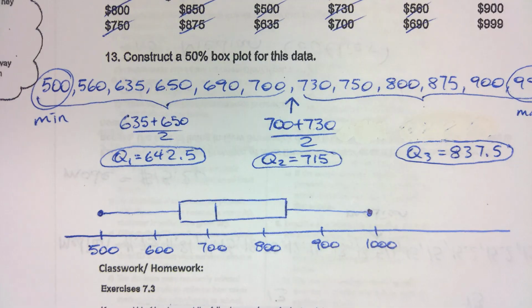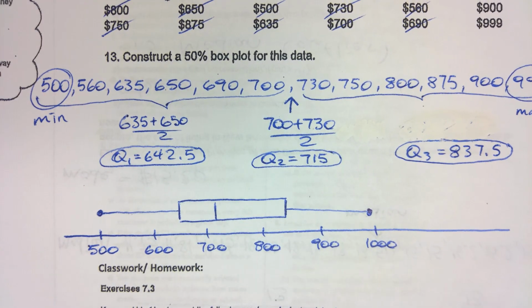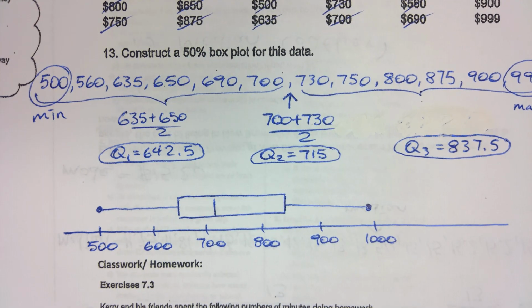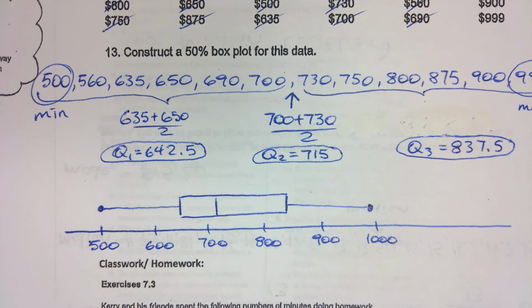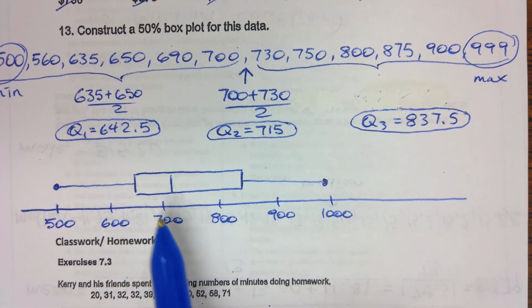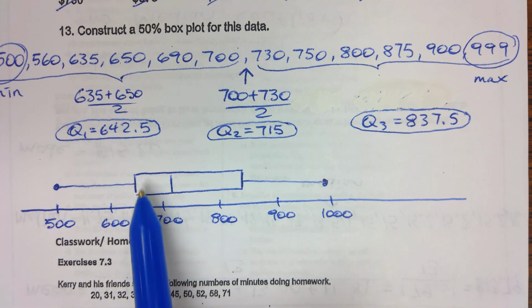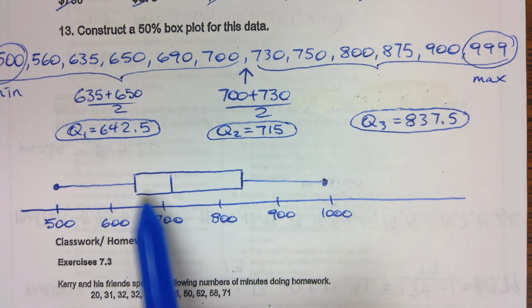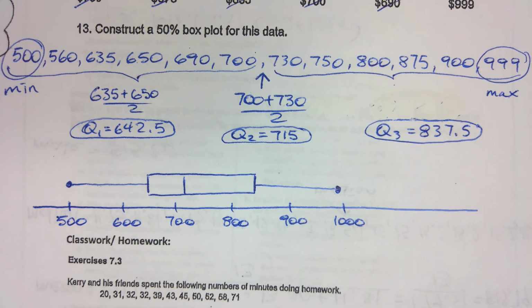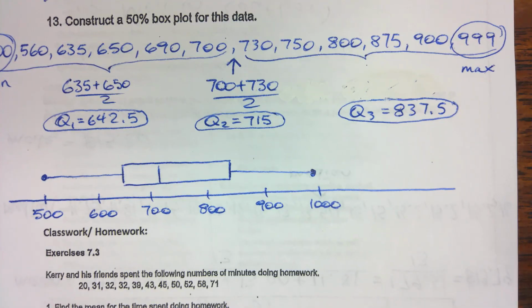All right. Remember, each of these sections is 25%. So where are most of the numbers? Around what range? Right. In this case, the smaller the box, the closer the numbers. So that means 25% of the prices are between about 650 and 715. So this is the most dense.